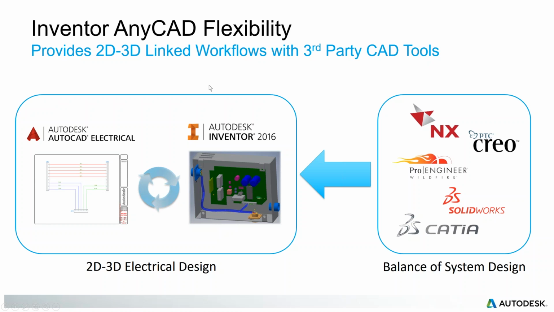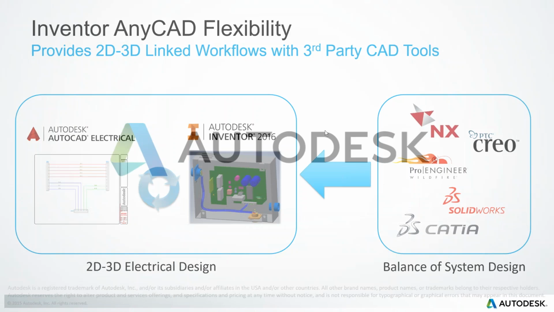And in addition to that, with our Inventor AnyCAD flexibility, we can also take external or non-native, meaning non-Autodesk type files, import them as reference files into Inventor, and then using the One Link or the One Design tools between Inventor and Electrical, combine those together. So again, reusing all of your existing legacy information to help create your drawings better, faster, and more accurately.